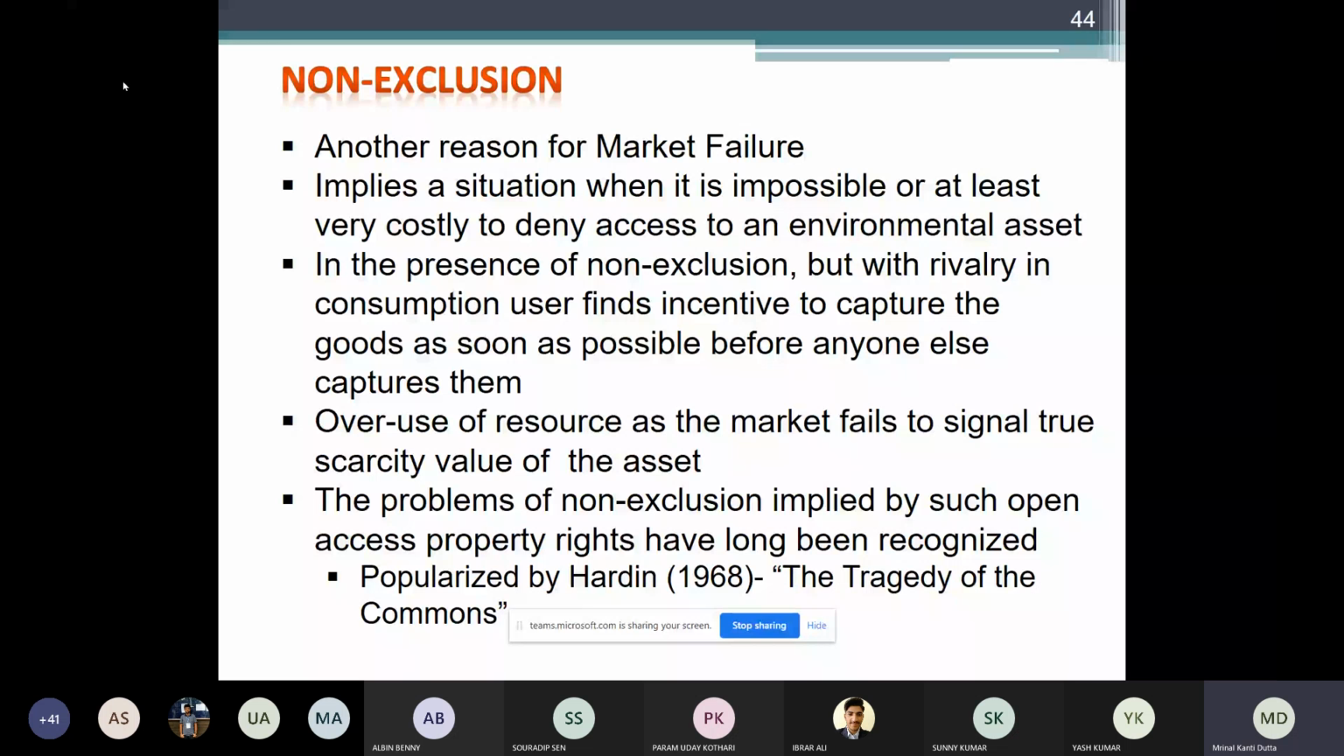We say that rivalry in consumption is the characteristic when, once the resource is being used by somebody, the amount available for other people will be lesser and lesser. For example, if I wear a pair of shoes, it cannot be worn by somebody else. It's a rivalry in consumption because others cannot have the same amount. So in the case of non-exclusion with rivalry in consumption, what will happen?